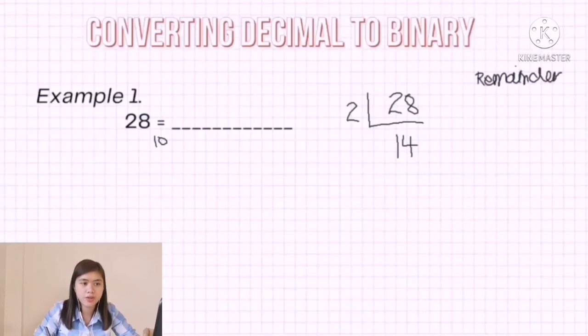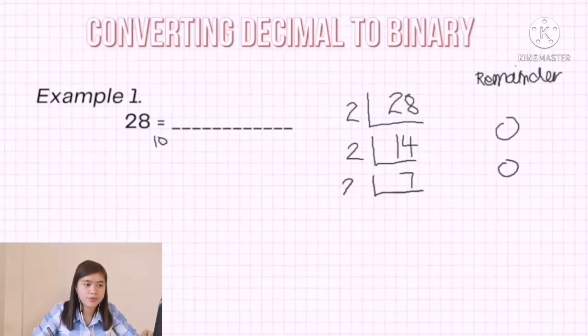Okay, very good. So we're going to write 0 because there's no such remainder. Okay, continue dividing. 14 divided by 2, that is 7. Any remainder? None. Very good. What am I going to write here? Okay, 0. Divided by 2.